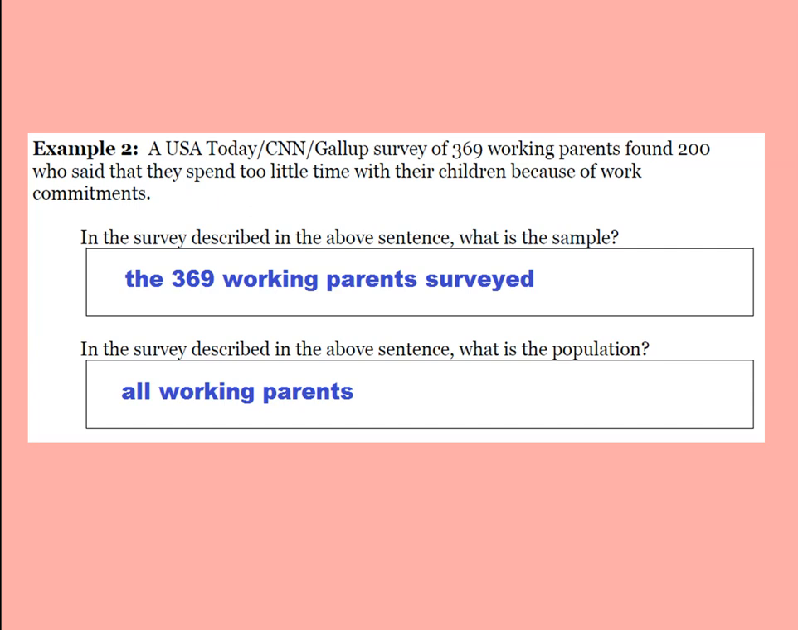The one thing I really want to point out here is that 369 by itself wouldn't be specific enough if you're trying to identify the sample. Something like 369 working parents is fine, and 369 working parents surveyed is about the best that you can do here. Just having the sample size is a common mistake. That's part of what you want, but that's not all of what you want. You do need more than that. The other thing that we need here is the population, and since our sample consists of a bunch of working parents, and generally the sample is a subset or a subgroup of the population, the population here should be all working parents.